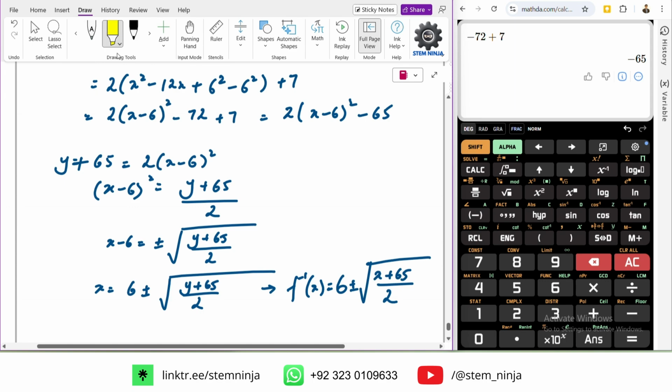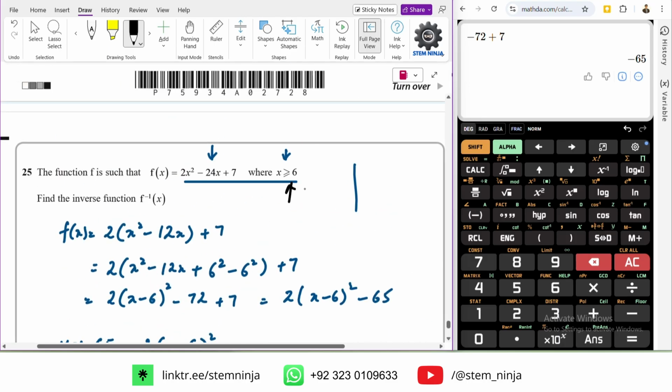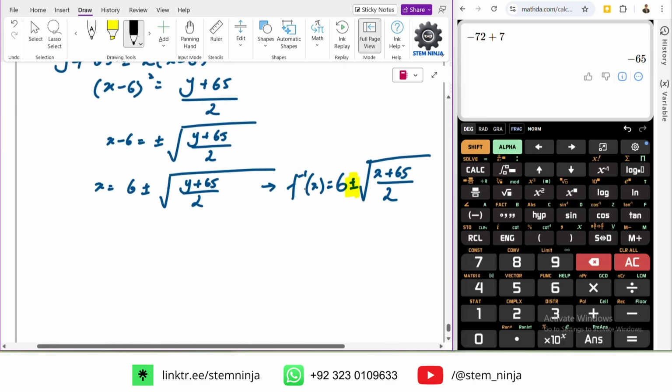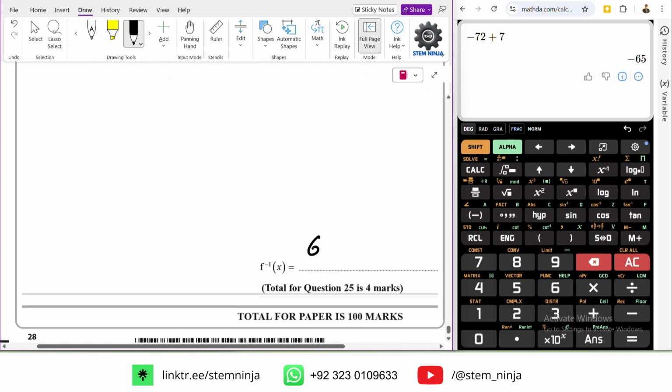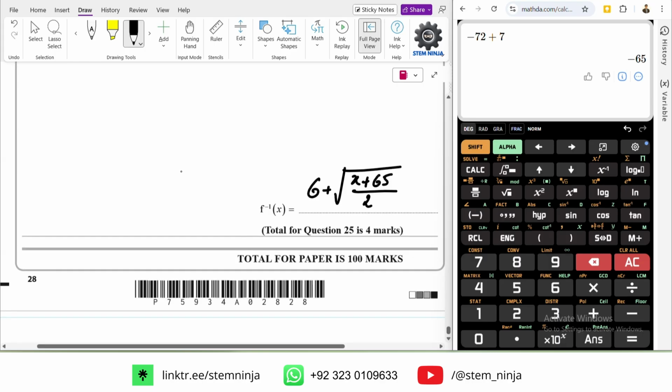Now the problem is which one of these signs to select. We can't select both of them. So remember, the range of the inverse function is the domain of the original function. So f inverse of x is greater than 6. So obviously we will choose the plus sign. Right. Plus. That's it. So 6 plus the square root of x plus 65 over 2. Right, and that's it for this question.